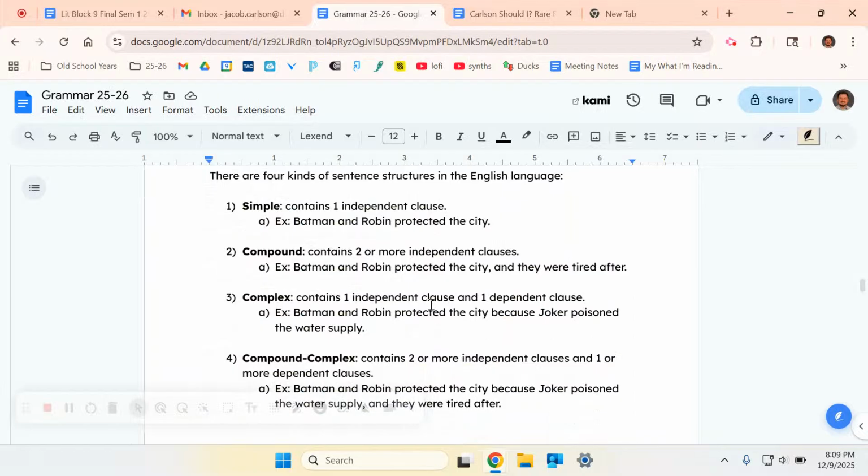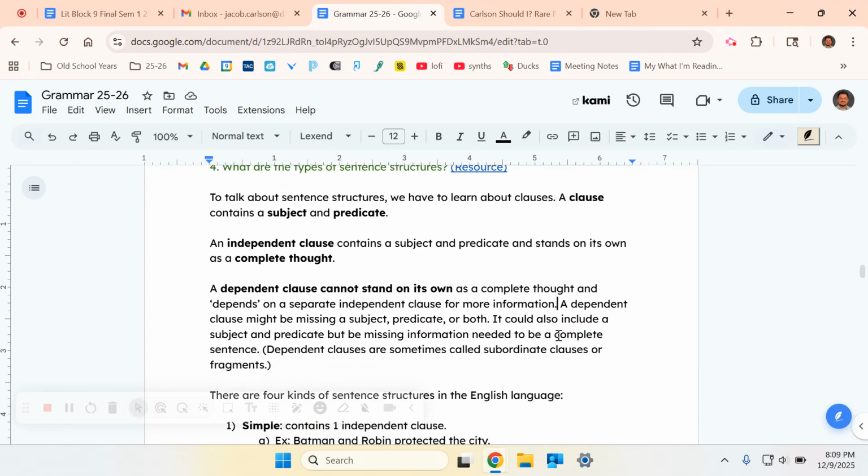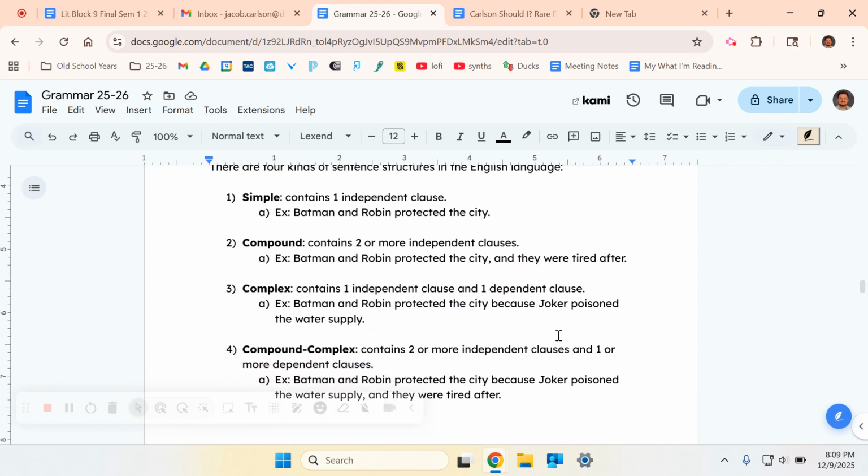And the four kinds of sentences are different combinations of clauses. A clause contains a subject and predicate. An independent clause contains a subject and predicate and could stand on its own. In contrast, a dependent clause can't stand on its own as a complete thought and depends on a separate independent clause for more information. These can be a little tricky because a dependent clause could be missing a subject or predicate or both, but it could also include a subject and a predicate but still be missing some context to be a complete sentence. Let's take a look at some examples.